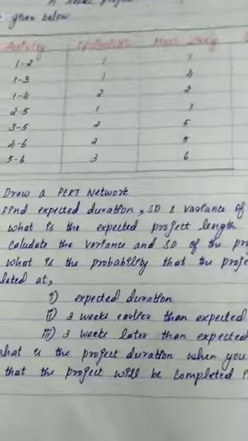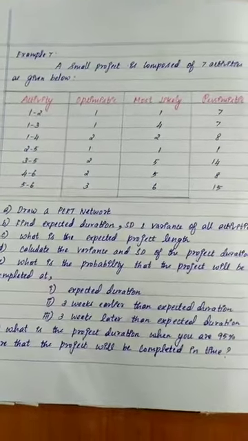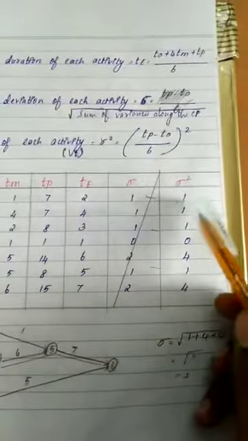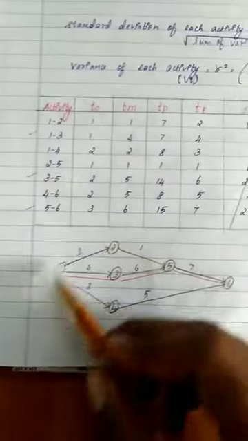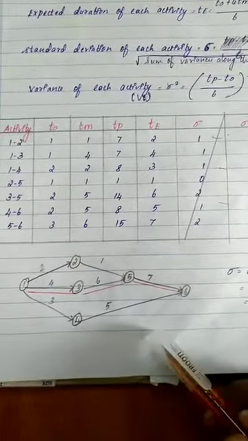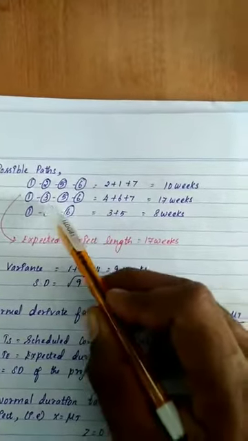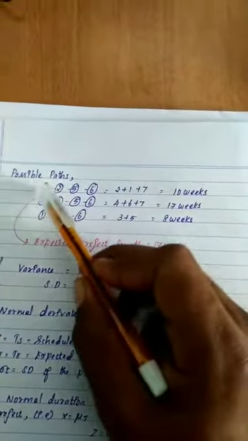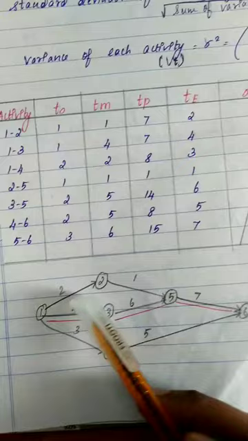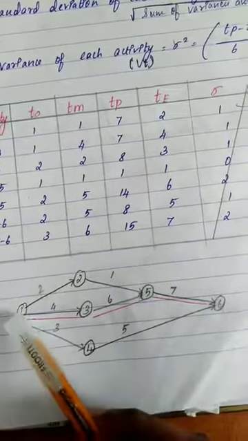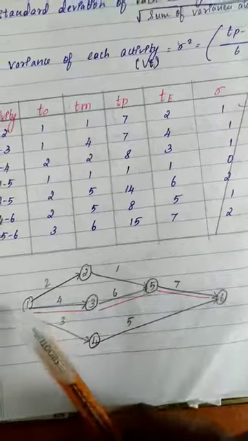Next one, find expected duration, standard deviation and variance of all activities. So that is the statement here. With the help of this particular network, we need to identify what are the possible paths. The possible paths are 1 2 5 6, 1 3 5 6 and 1 4 6. So these are the 3 different possible paths. I repeat once again, the possible paths are 1 2 5 6, 1 3 5 6 and 1 4 6.